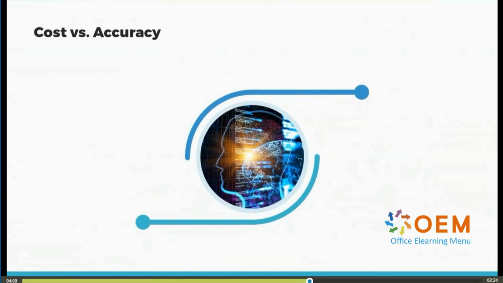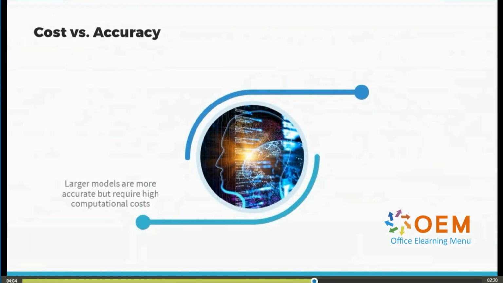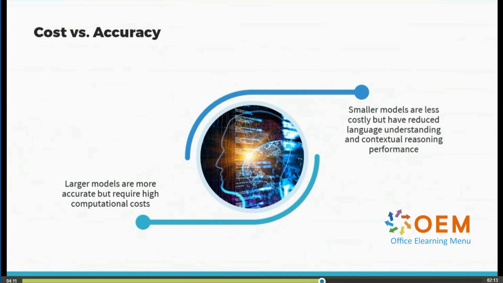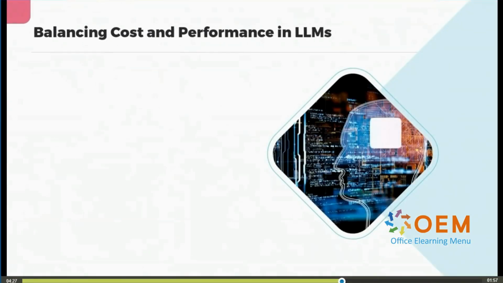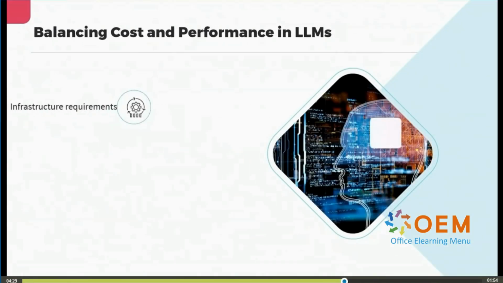One of the biggest trade-offs in LLM development is between cost and accuracy. Larger models are more accurate, but require high computational costs. Smaller models are less costly, but may have reduced performance. So while these models are efficient and affordable, they often lack the depth of understanding and contextual reasoning found in larger models.